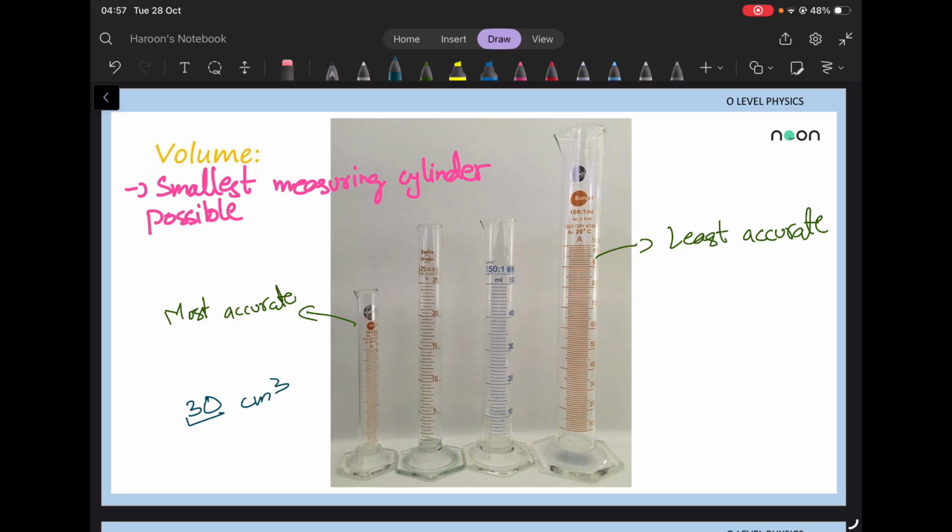But this smallest measuring cylinder's maximum limit is 20 cubic centimeter. Now, although this is the most accurate, it is not suitable to measure this volume. So it has to be in this range. The maximum limit should be in the range. Otherwise, we can't really use it. So the smallest measuring cylinder possible would be the best for us to take the reading, but its maximum range should be within the range of the volume that you are measuring for the irregular object.